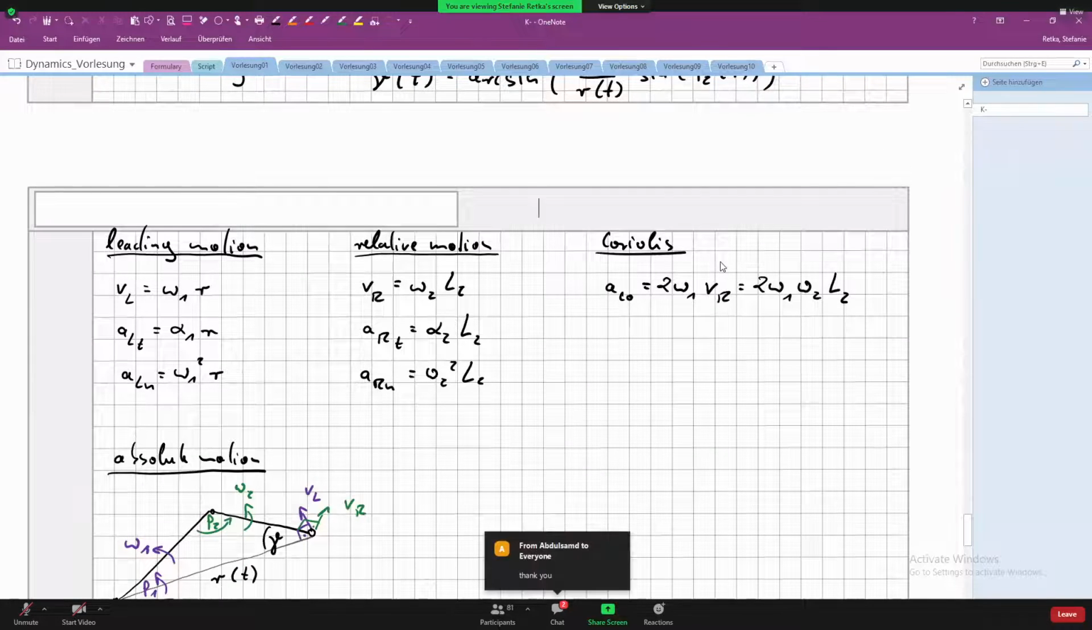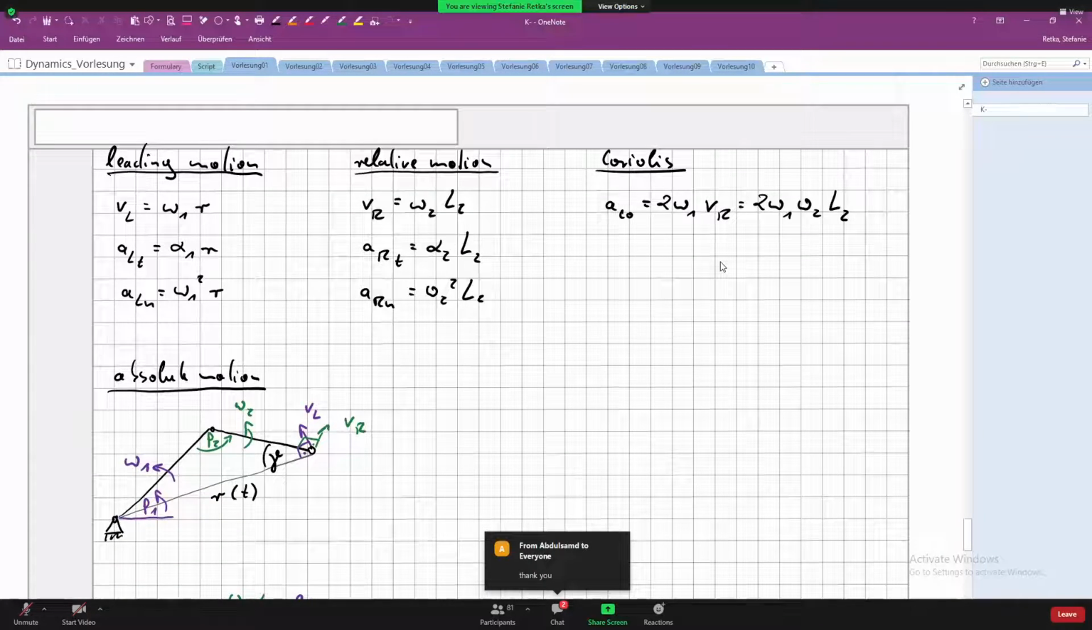Okay. For the absolute motion, I think this caused some trouble for several students, because now our vectors are neither parallel nor perpendicular to each other. So we have to decompose according to directions that we can choose. What we have to know first is the angle between these two vectors, between leading and relative motion. And that is gamma as well.